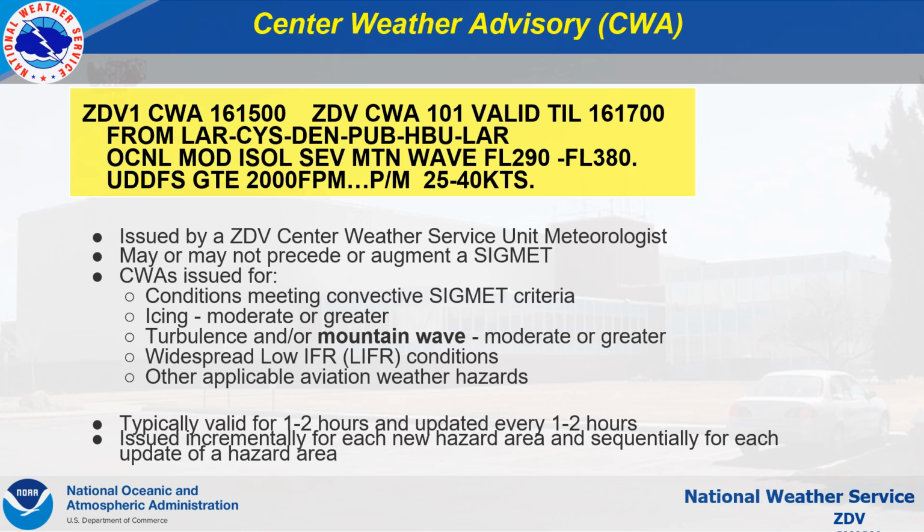That means for the first CWA of the day, we will issue CWA 101. As those conditions continue, we'll update to 102, 103, 104, etc. However, if we issue a new CWA for a different type of hazard, we will start at 201 and go on from there.